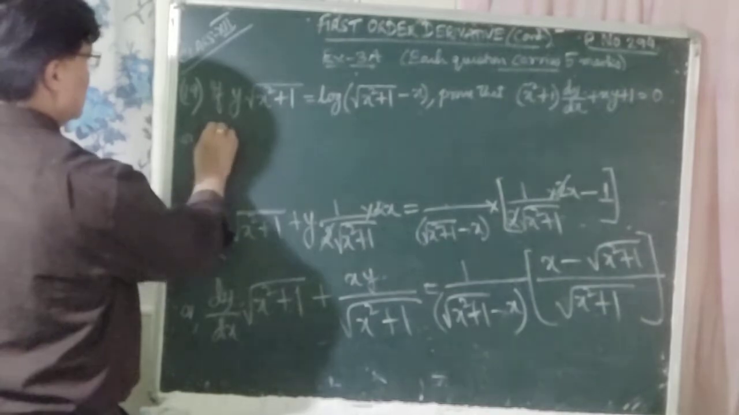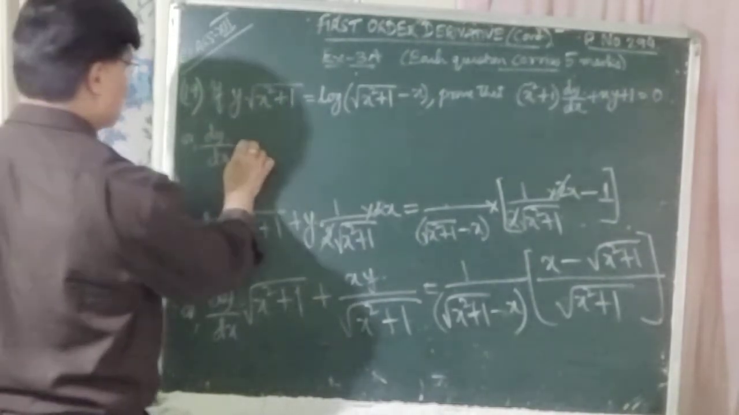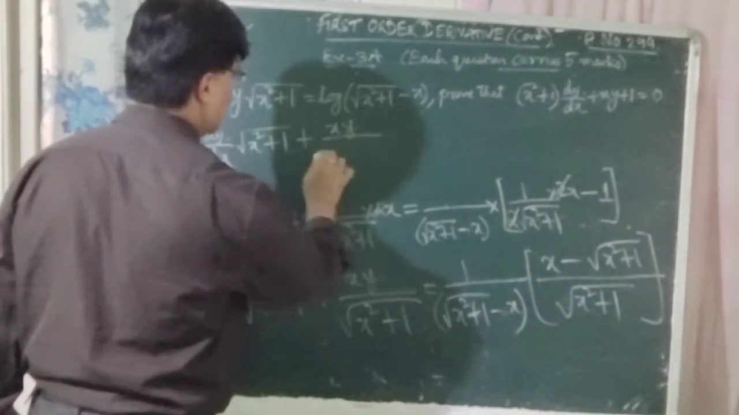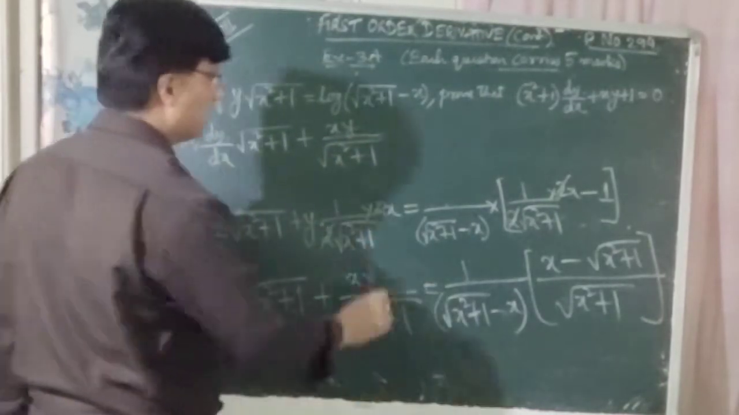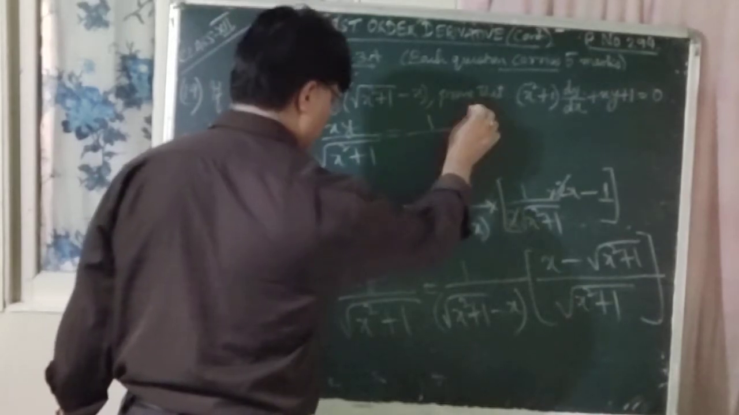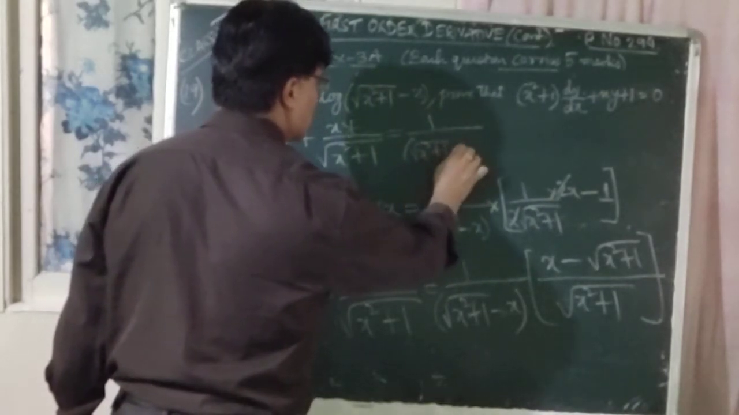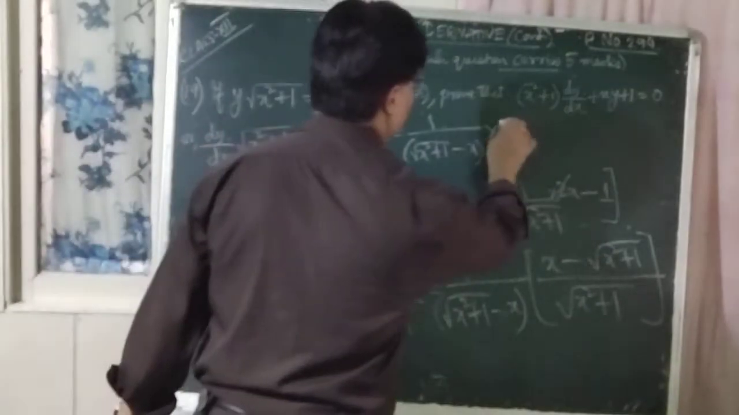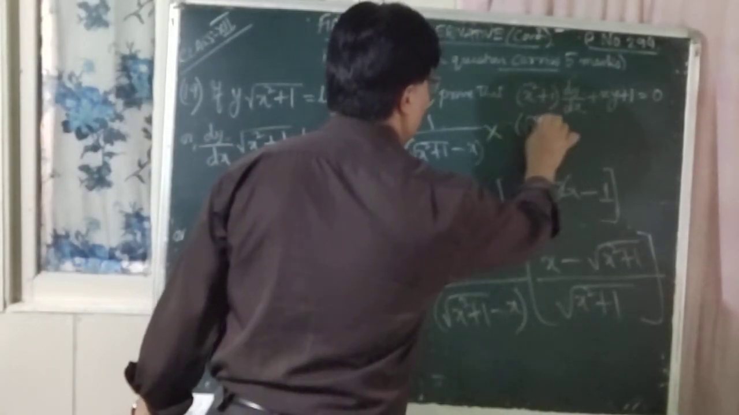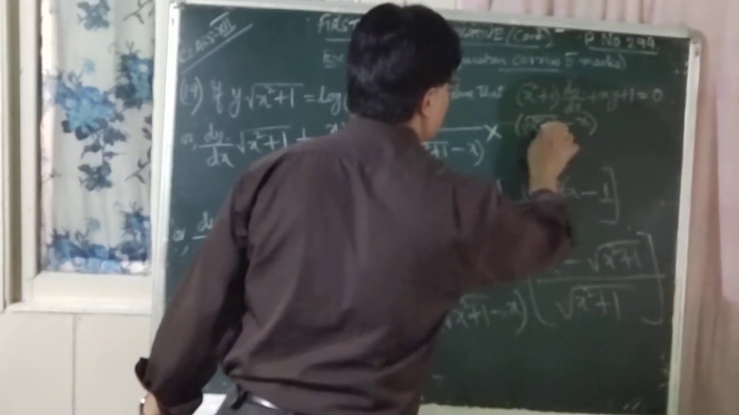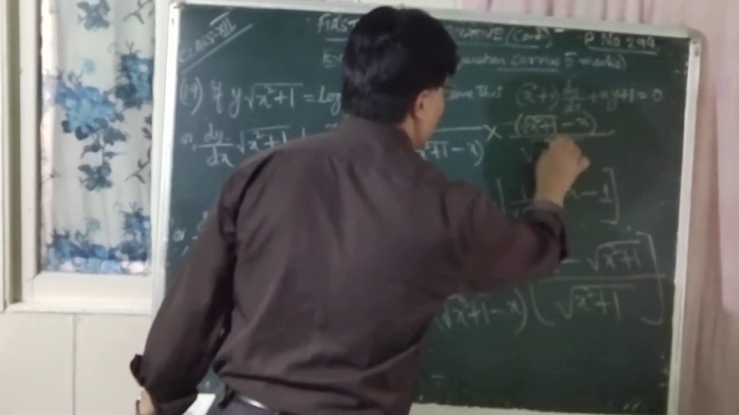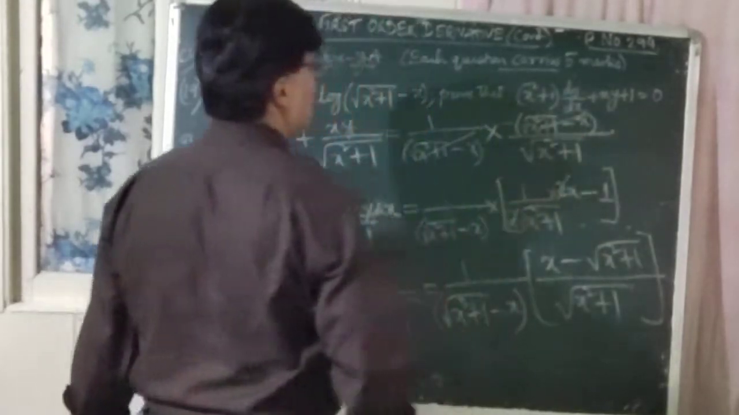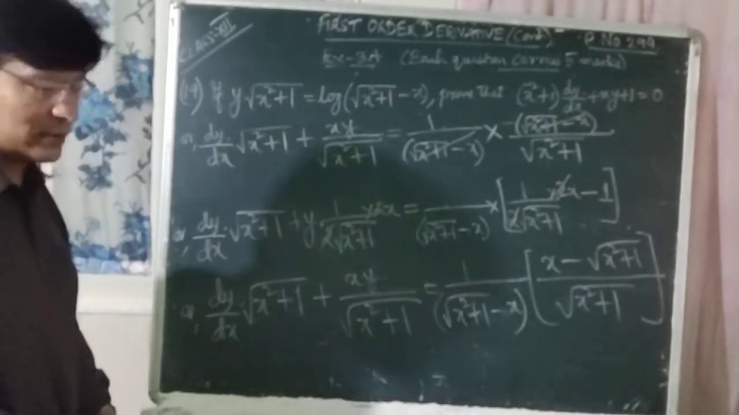So dy by dx root over x square plus 1 plus xy divided by root over x square plus 1 is equal to, here it is 1 upon root over x square plus 1 minus x into. Now in the denominator you take minus common. So what do we get within bracket? Root over x square plus 1 minus x, bracket close, whole divided by root over x square plus 1. Okay, so that we can cancel these similar terms, isn't it? That is root over x square plus 1 minus x will be cancelled, right?